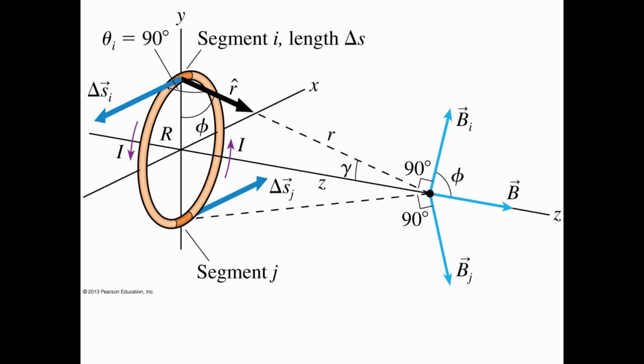We have one last angle, theta I, the angle between the delta S vector and the R hat vector, which is a 90-degree angle as well. So that would essentially be current going this way and the R hat vector. So all of these are at 90 degrees to each other. From the figure, the magnetic field vector due to the ith component is an angle phi away from the BZ component.